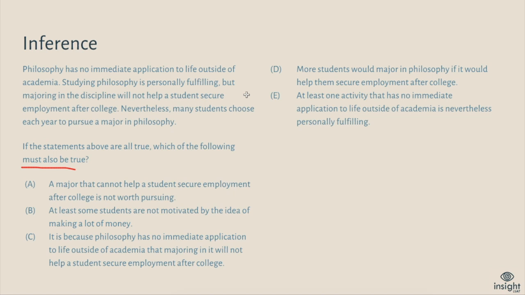Philosophy has no immediate application to life outside of academia. Studying philosophy is personally fulfilling, but majoring in the discipline will not help a student secure employment after college. Nevertheless, many students choose each year to pursue a major in philosophy. This is a bunch of baloney, this question. I majored in philosophy, and I'm doing fine. But we can't argue with the arguments. We have to take them as they are and look at them on their own merits, so I'll just leave it alone for now. Okay, so I'm looking for the conclusion here.